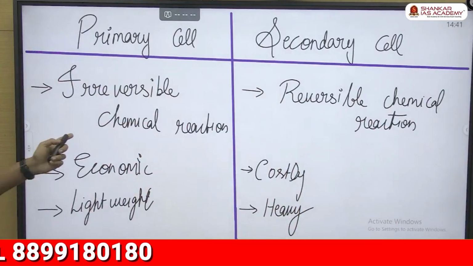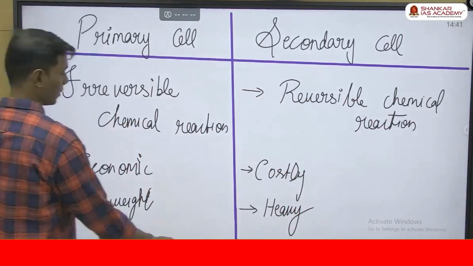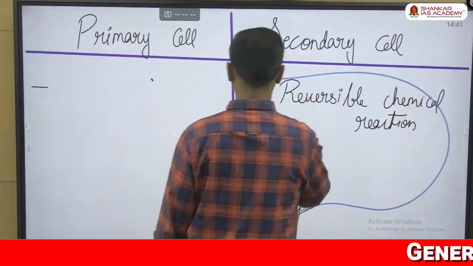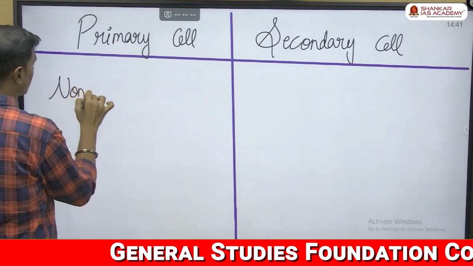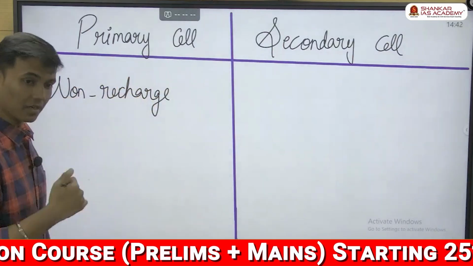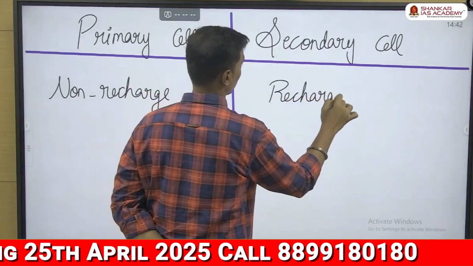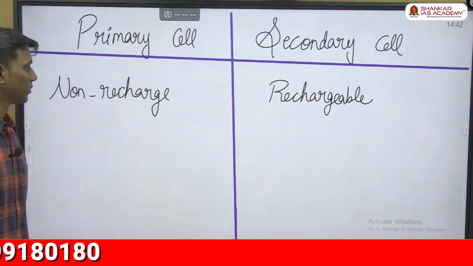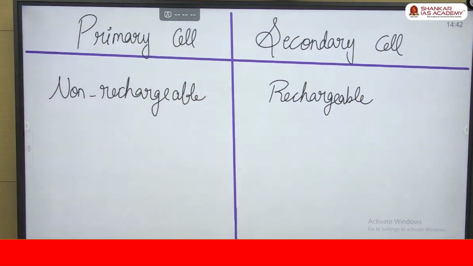Okay, then for primary cells, we can add one more point. Where do we have primary cells? Generally, the non-rechargeable cells are primary cells. That's why we say the chemical reaction is not reversible: irreversible chemical reaction, non-rechargeable cells. Reversible chemical reaction, rechargeable cells. Non-rechargeable and rechargeable.